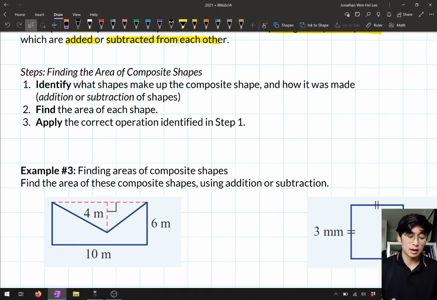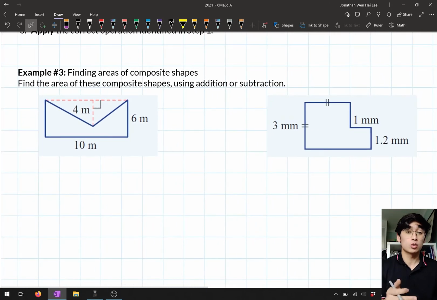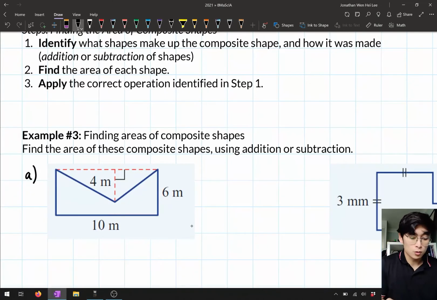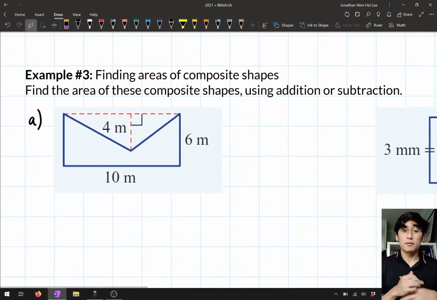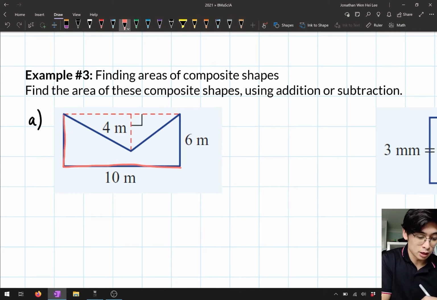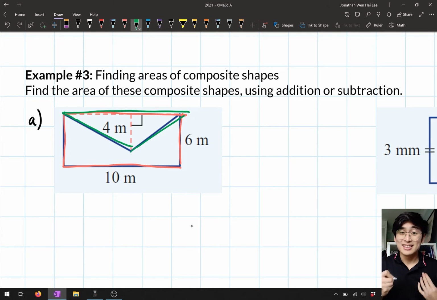So let's have a go at 2 examples here. Find the area of these composite shapes using addition or subtraction. So let's have a look at this first one. Now, if you have a look at this first one, what has happened to make this composite shape? Well, we've got a rectangle here, but from this rectangle, we've actually gotten rid of a triangle. And so here, this is a composite shape made by subtraction.